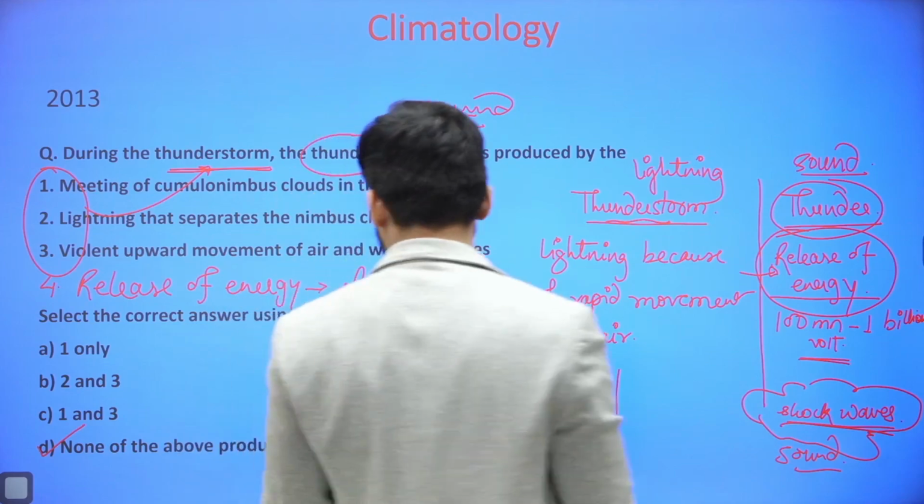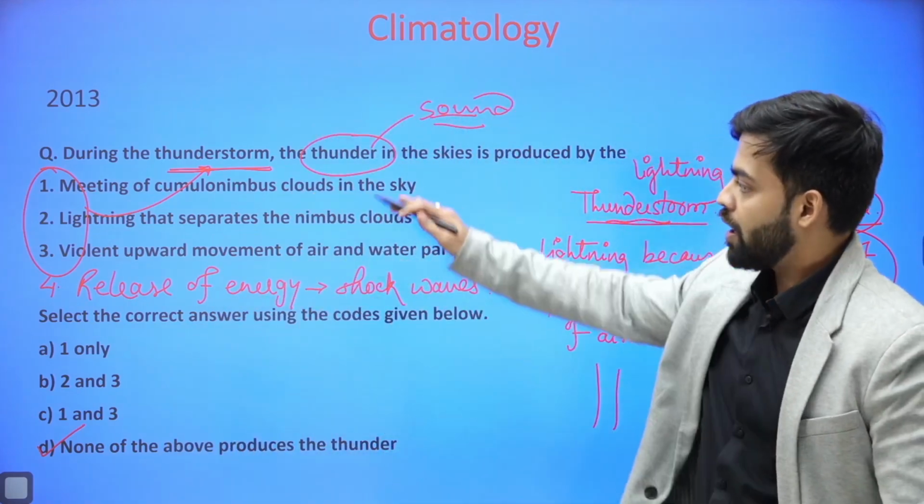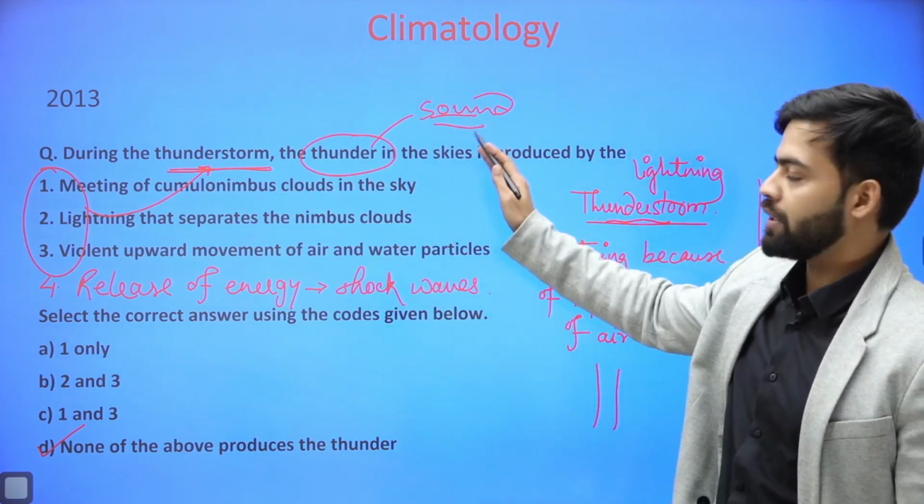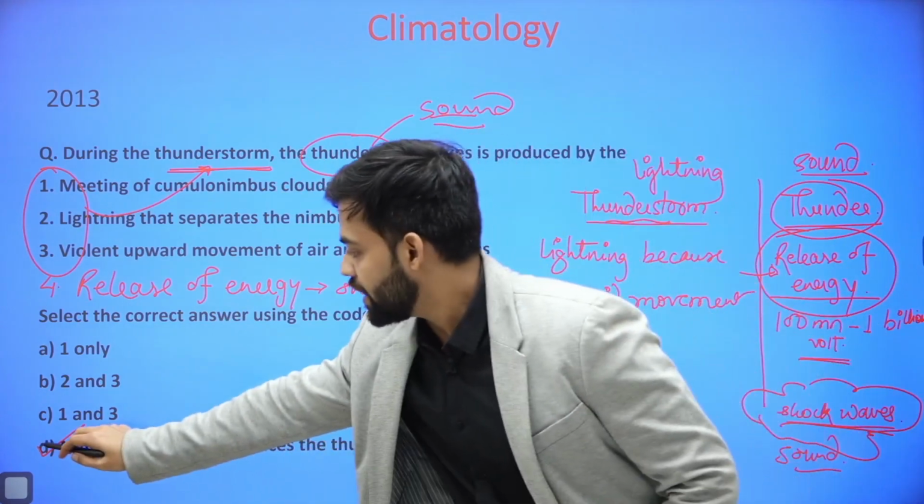As none of the above produces the thunder, all these produce thunderstorm, and because of the effect of thunderstorm, thunder is produced. So D is the correct answer.